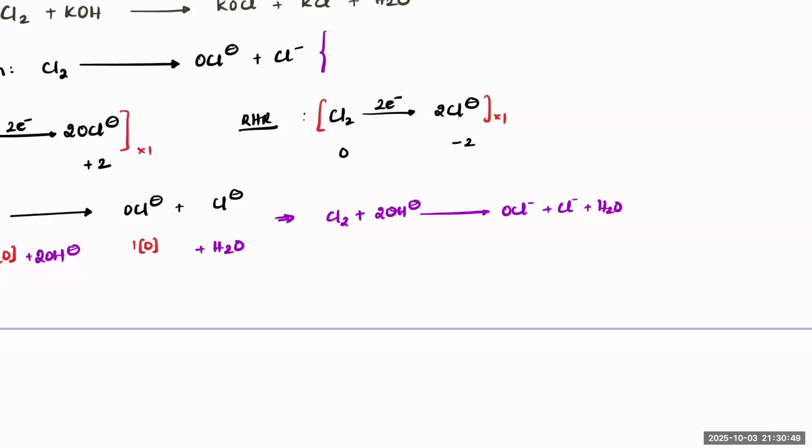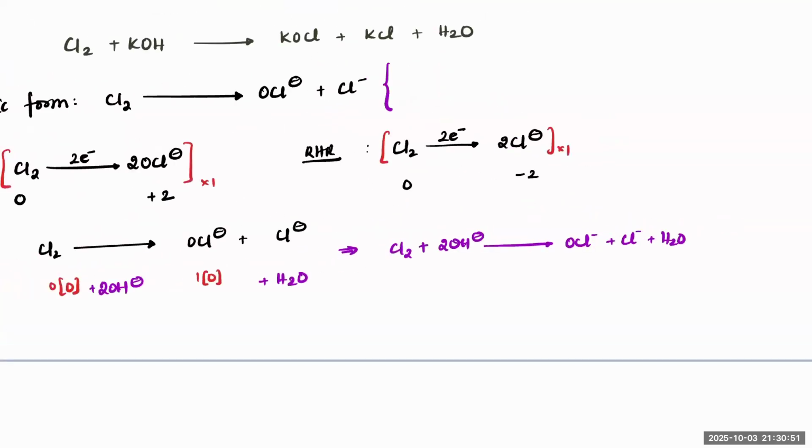And here also a single atomic species or single element is undergoing both oxidation and reduction. So this is a disproportionation reaction. So this is also a disproportionation redox reaction.